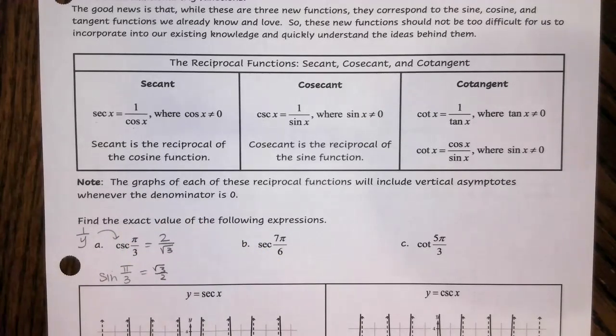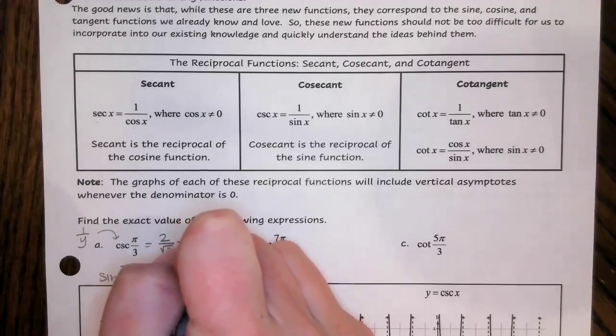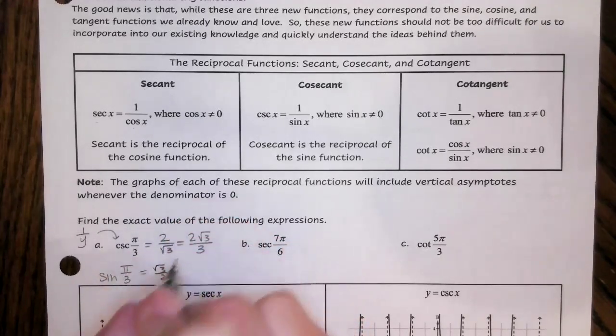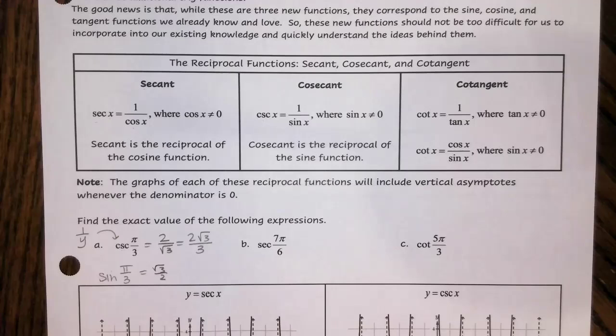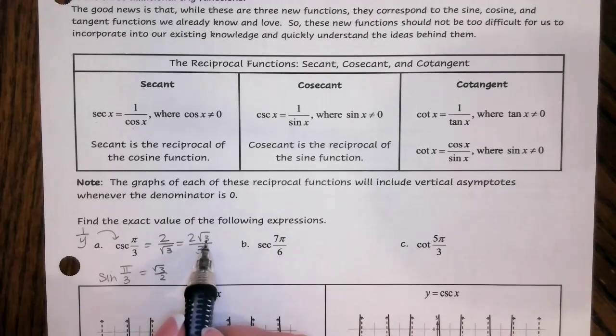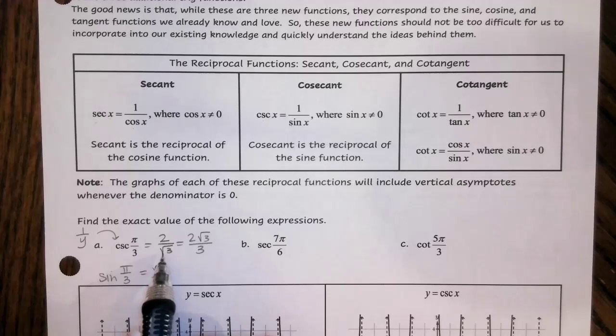As a reminder, we don't leave the square root in the bottom. We go ahead and rationalize, and so we multiply both the top and the bottom times the square root of 3. And so that gives me 2 square root of 3 on the top. On the bottom, that would be square root of 9, which is 3.